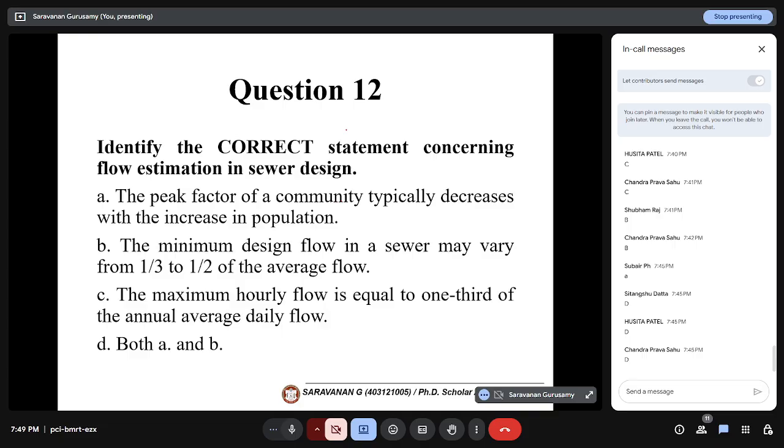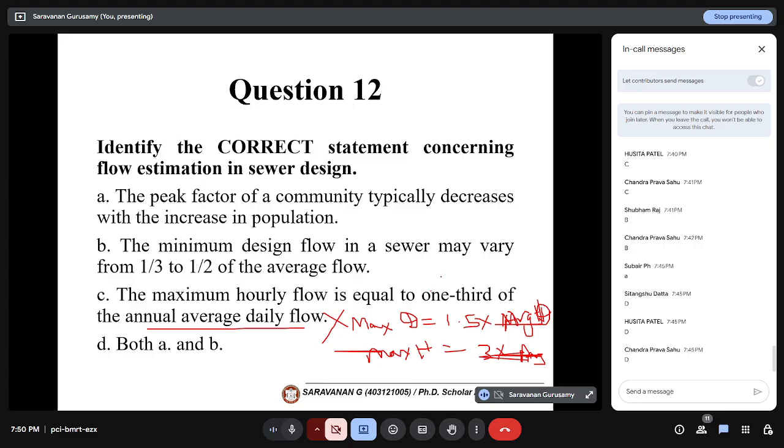Maximum hourly. Maximum daily equal to 1.5 times of maximum, average hourly. Maximum hourly equal to daily 3 times of maximum average daily. So here they are saying maximum hourly is equal to 1/3 of annual average. That is wrong. 3 times, not 1/3 into 3. It's not 1/3. So this option is wrong.